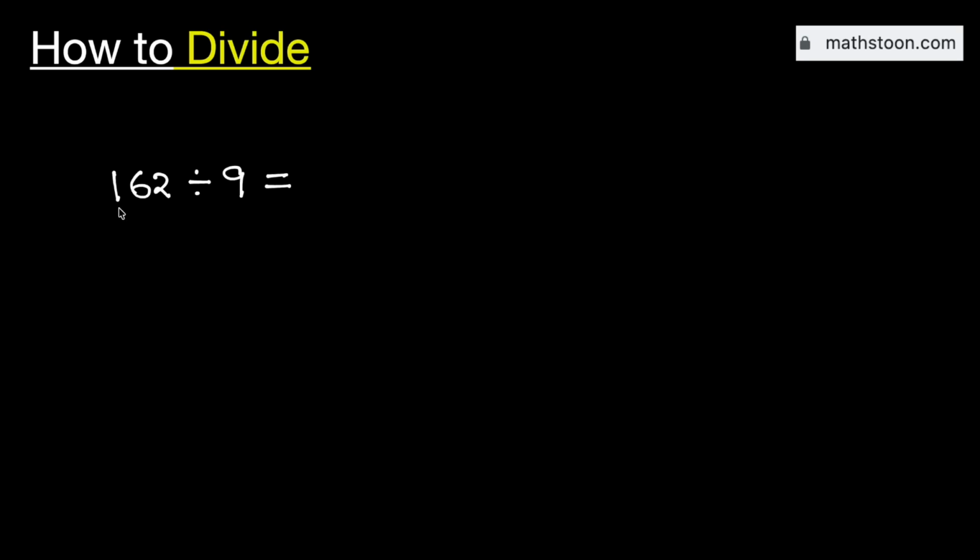Let's learn how to divide the number 162 by 9 using the long division method. As 1 is less than 9, we will consider the number 16. We know that 9 times 1 is equal to 9. Subtract, we get 7. Now this 7 is less than 9, so we will bring down this number 2 here.